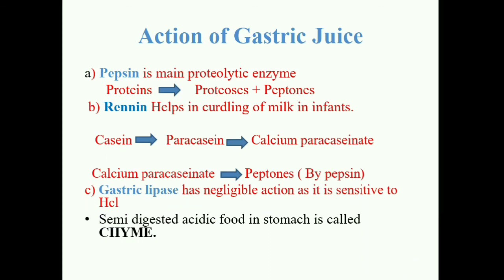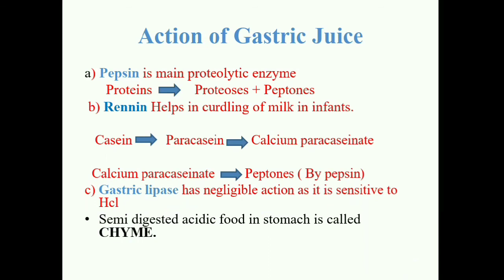Renin, I told you, is the enzyme present in gastric juice of infants. Its main function is to curdle the milk. Renin works over milk protein casein. It digests casein and breaks down casein into paracasein. And that paracasein forms calcium paracaseinate in the presence of calcium ion. This calcium paracaseinate is curd. Once this curd is formed, this curd is broken down by the action of pepsin into peptones.